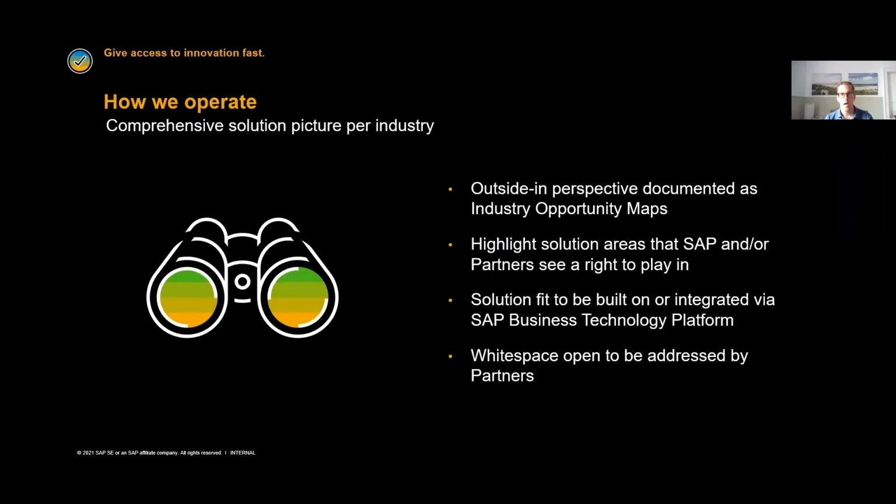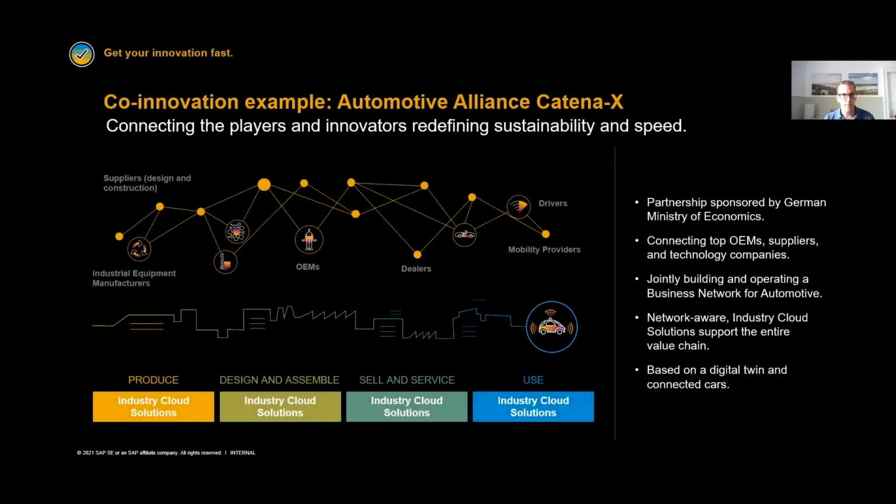Where do we play? And where do we see partners that have the IP and that we are attracting to build on the Business Technology Platform, so that we have clearly defined where SAP is investing, and then also where we are working very actively with partners so that they are building on the Business Technology Platform, and that we're inviting them to address white spaces in these industry opportunity maps, as we are also opening up our platform for these partners. An excellent example of this is Catena-X.